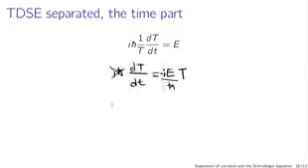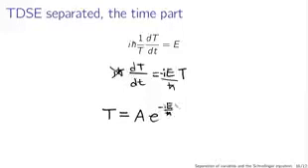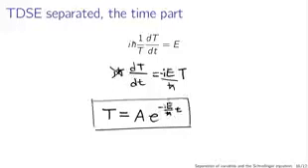Immediately this suggests exponentials, and indeed our general solution to this equation is some normalization constant times e to the minus i E over h bar times time. So if we know what this separation constant, capital E, is, we know the time part of the evolution of our wave function. This is good.